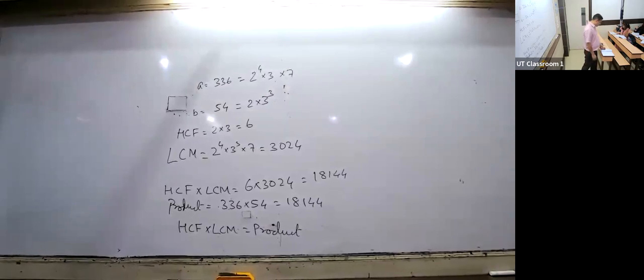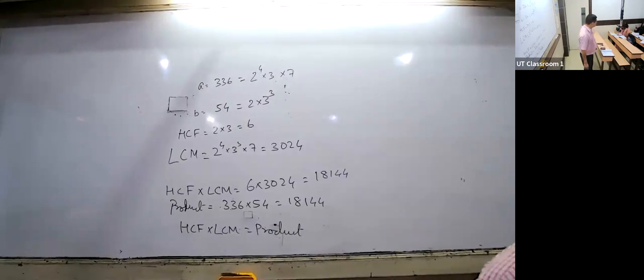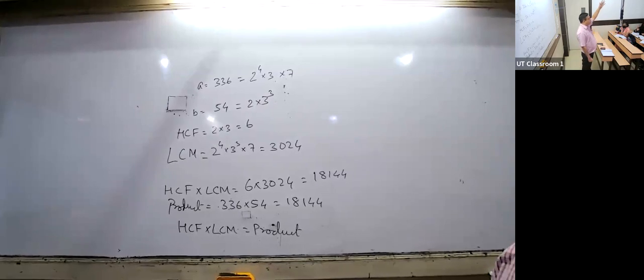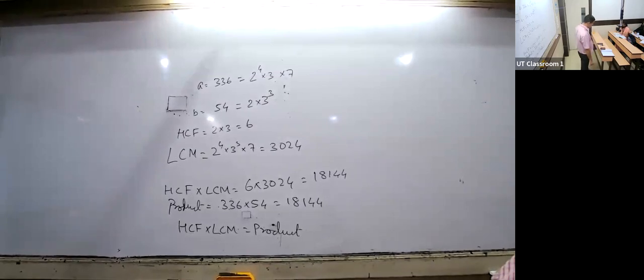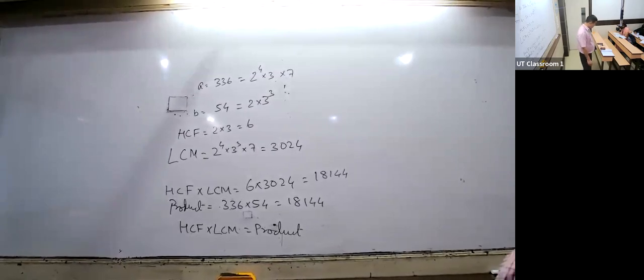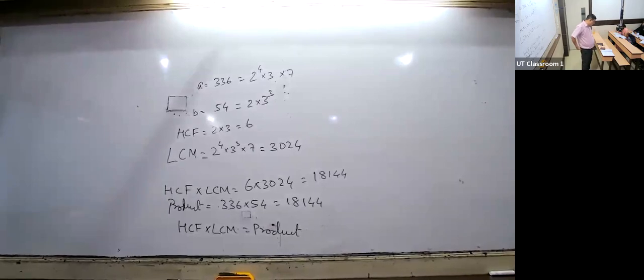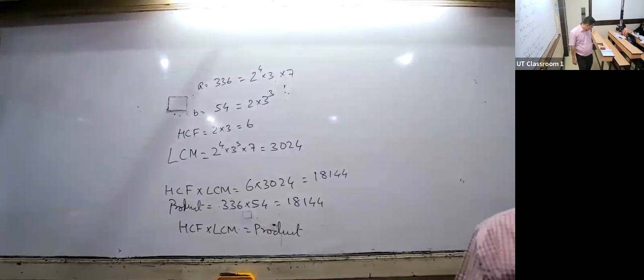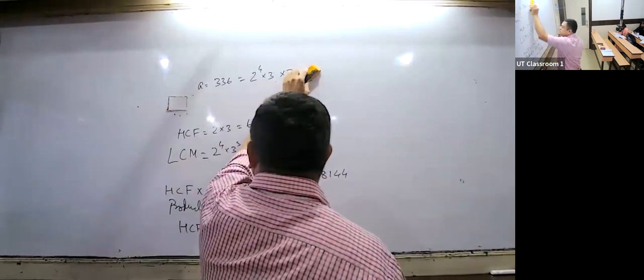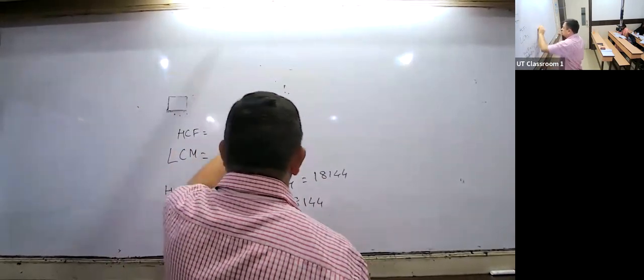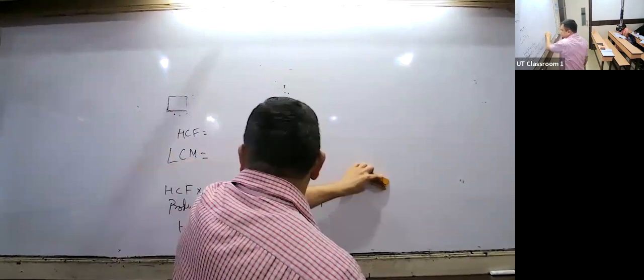So only the fourth question. Let's complete the reason. Question number 3. Read the question. Read loudly. Yes, sir. Find the HCF and the LCM of the integers here by applying the prime factorization method. Also verify that the product of the three numbers' HCF and LCM is equal to the product, whether it is true or not.